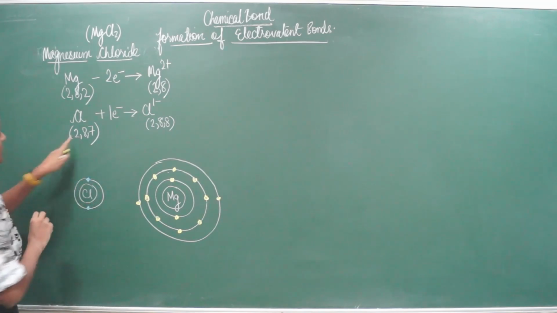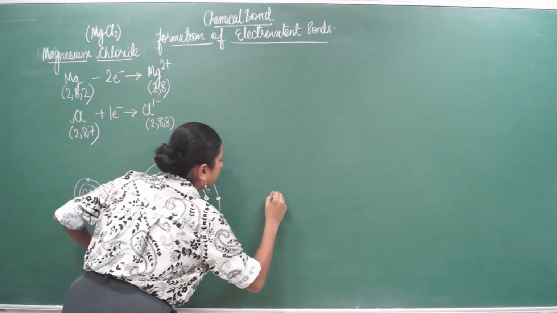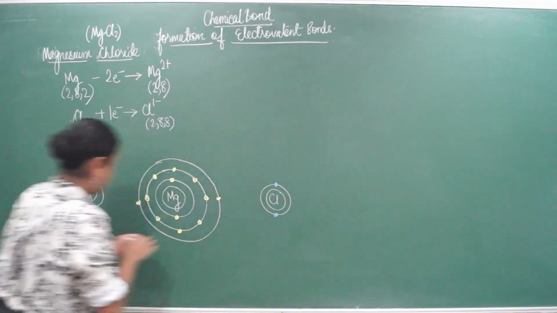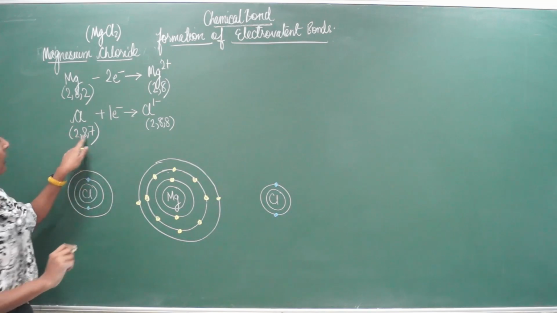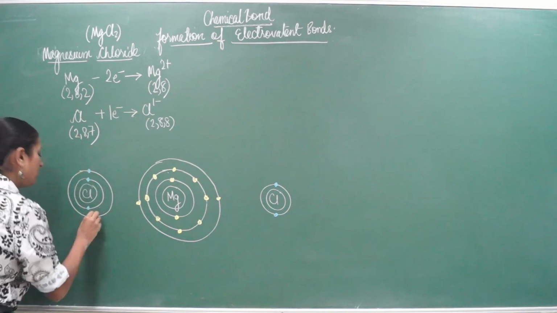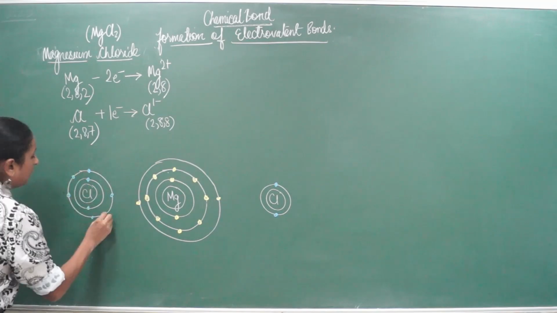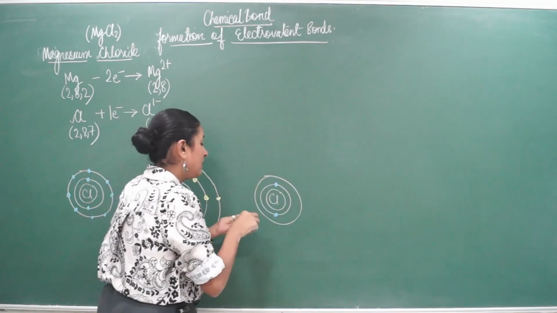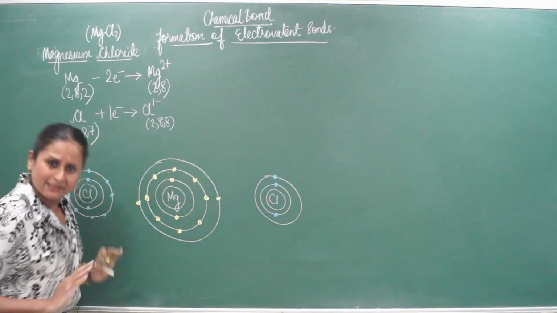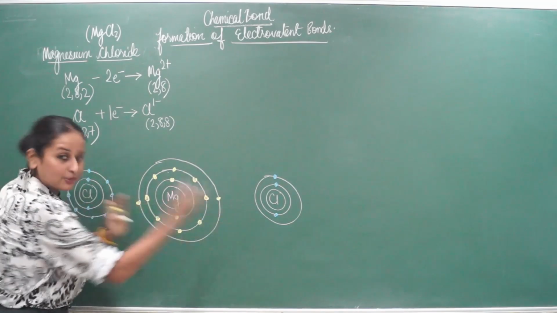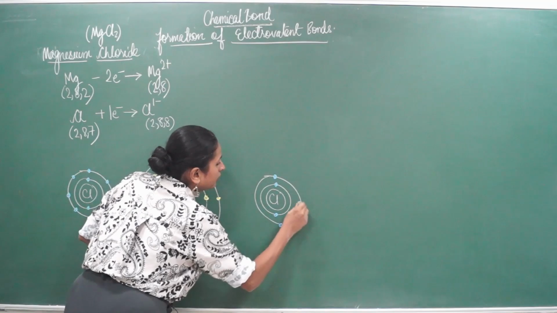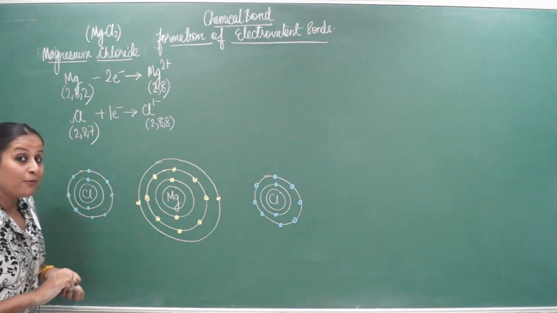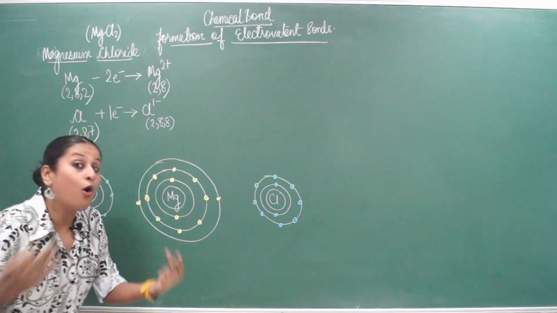This is the first shell of chlorine, 2 electrons. The second shell of chlorine has 8 electrons. So 1, 2, 3, 4, 5, 6, 7 and 8. And again the second shell of the other chlorine also has 8 electrons. These are the same chlorines that I am drawing for you, so I am just repeating this over here. 1, 2, 3, 4, 5, 6, 7 and 8. And the last shell has how many electrons? 7 electrons of its own.